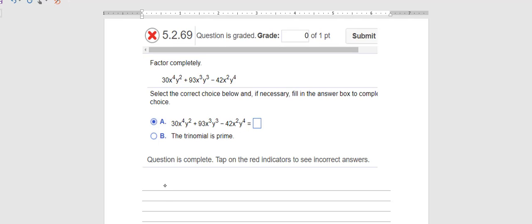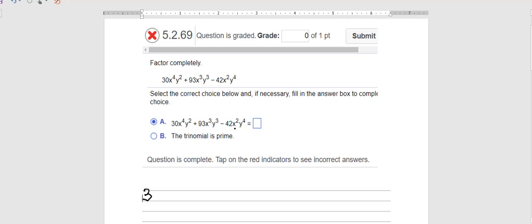Let's look at factoring completely 30x to the fourth y squared plus 93x cubed y cubed minus 42x squared y to the fourth. We notice that 3 is the largest integer that divides evenly into every term of this polynomial. So our GCF will have a 3 in it.